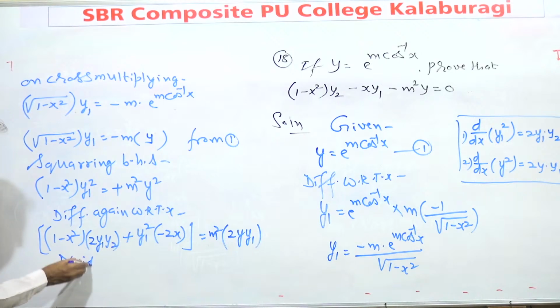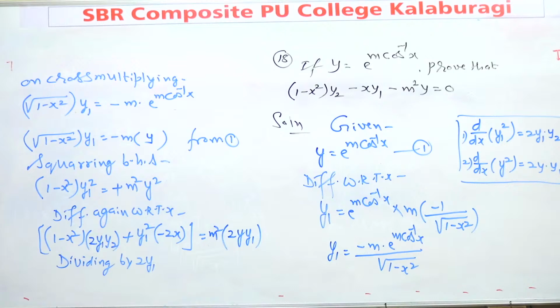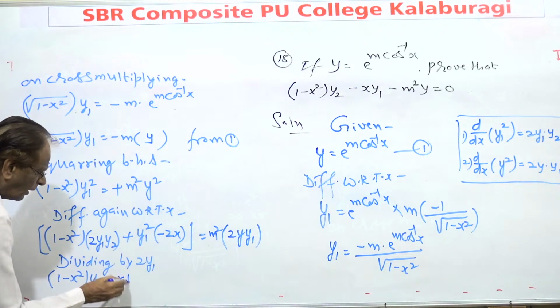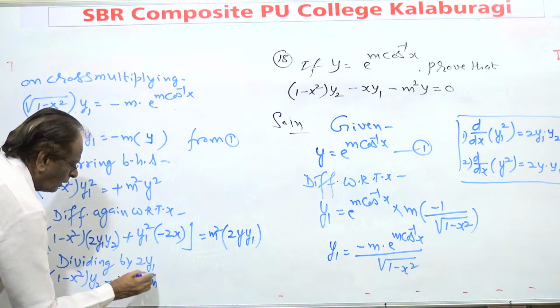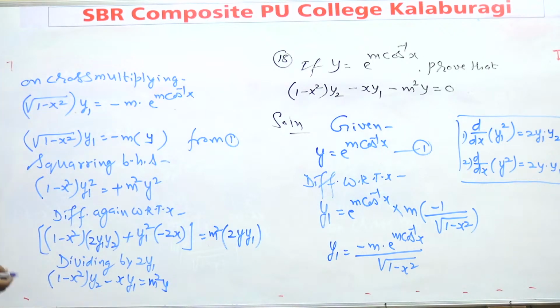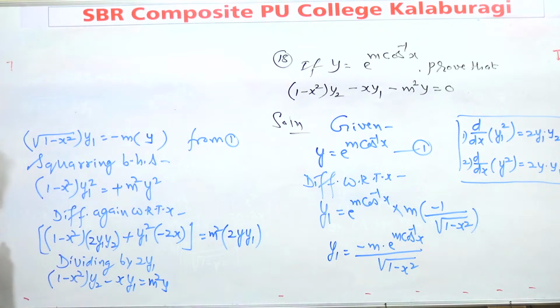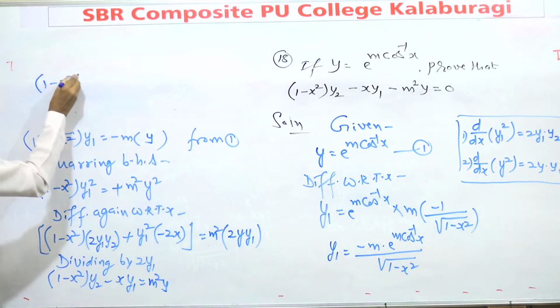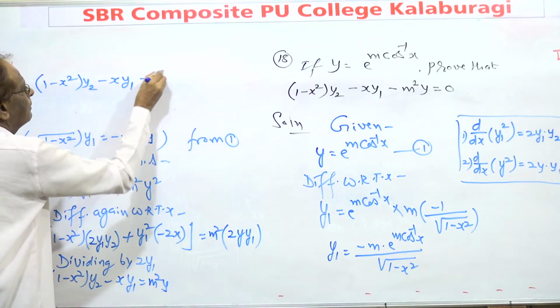Dividing by 2y1. This is 1 minus x squared. If you divide by 2y1, y2. Divide by 2y1, it's y1. Divide by 2y1, it is m squared. There. One minus x squared into y2 minus xy1 minus m squared y equal to 0.